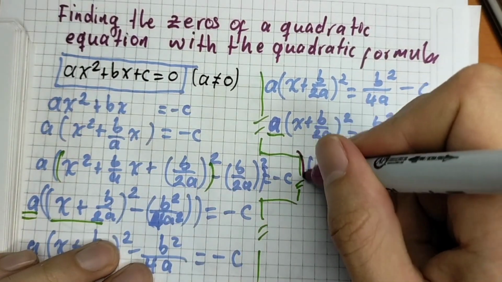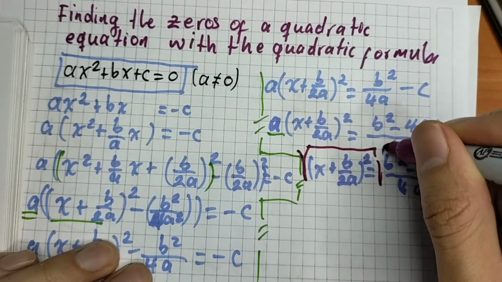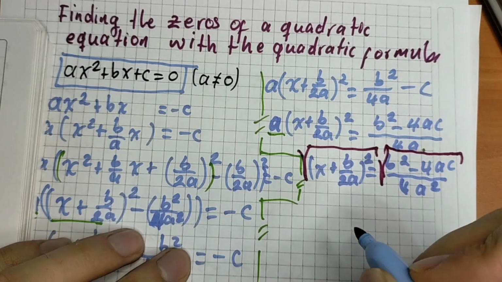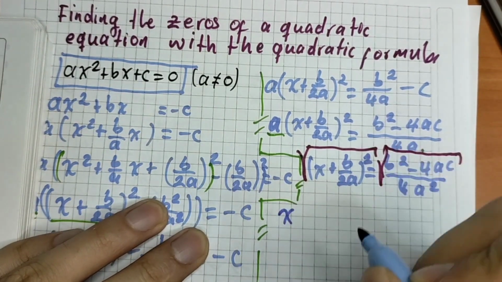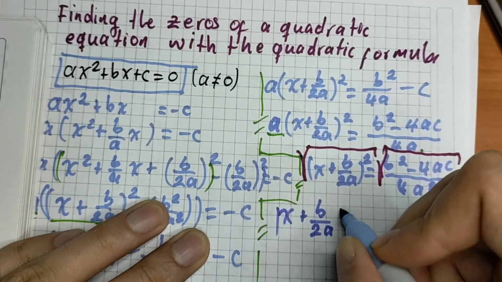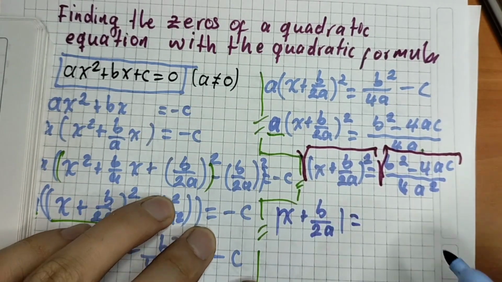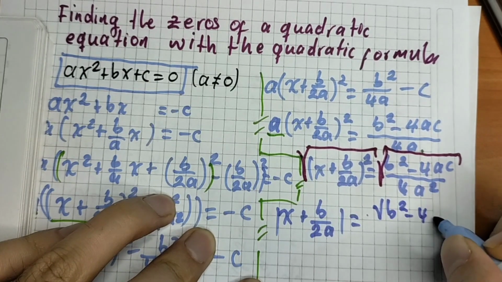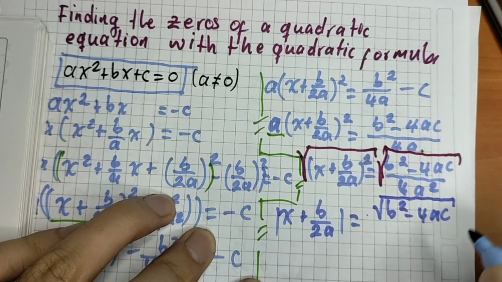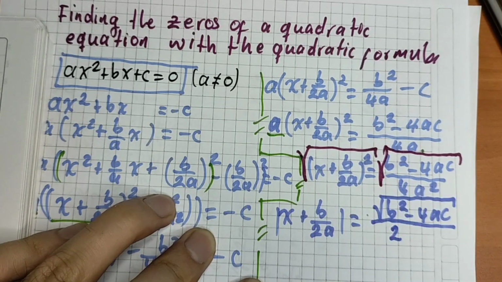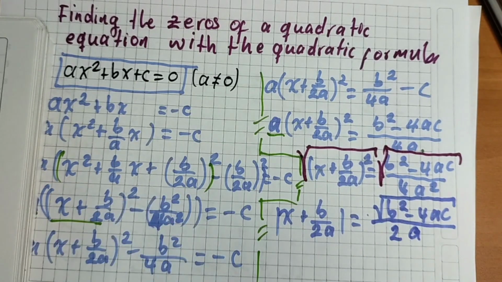So the next thing to do is calculate the square root of both sides, because by calculating the square root of the two sides, I'm going to get the following expression: the absolute value of x plus b over 2a is equal to the square root of b squared minus 4ac over, the square root of 4 is 2, and the square root of a squared is a. So I can write this.